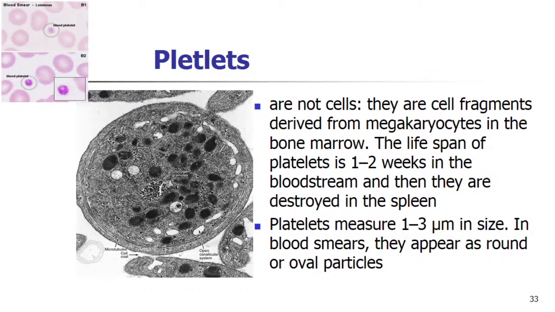Platelets. Platelets are not cells. They are cell fragments derived from megakaryocytes in the bone marrow. The lifespan of platelets is 1 to 2 weeks. We have seen them here, like elements. In the bloodstream they migrate, and after 2 weeks they are destroyed in the spleen. Platelets measure around 1 to 3 micrometers in size. In the blood smear they appear as round or oval particles.